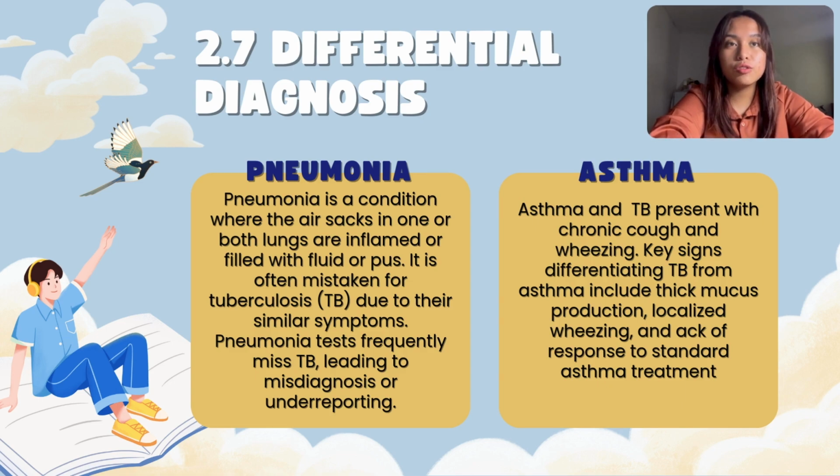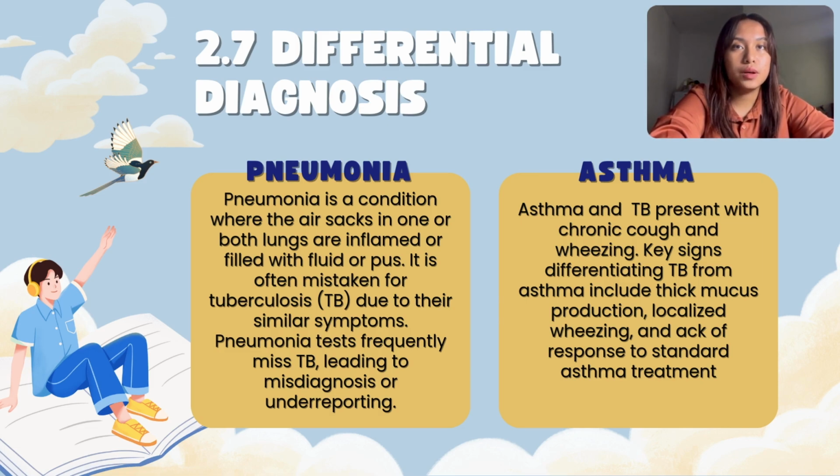Today I'm going to talk about the differential diagnosis of TB in child. So the first one is pneumonia, which is a condition wherein the air sacs in the lungs become inflamed and may fill with fluid or pus. It is often confused with TB due to their similar symptoms. TB can present like bacterial pneumonia or atypical pneumonia with a dry cough and other systemic signs. Research shows that TB can either cause severe pneumonia or increase the risk of secondary bacterial pneumonia. Pneumonia tests frequently miss TB, leading to misdiagnosis.